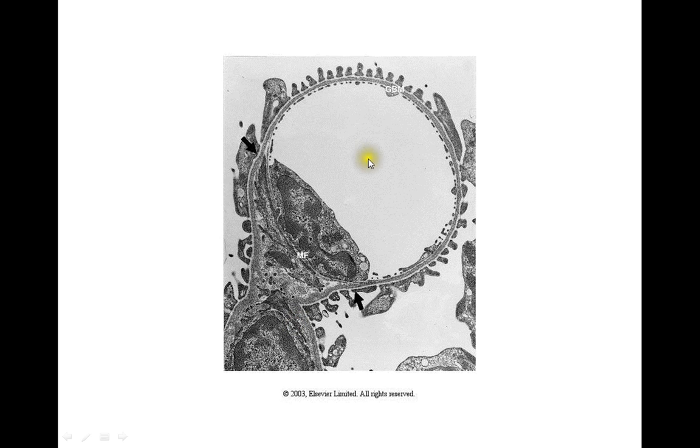Here is the lumen of the capillary in which blood flows, and these are foot processes of the podocyte, or visceral epithelial cell, and this space is the urinary space.